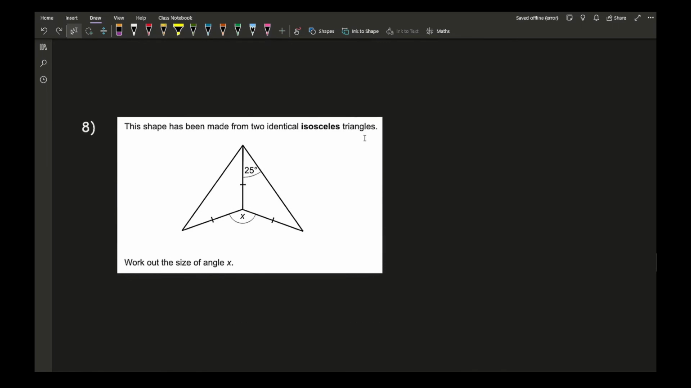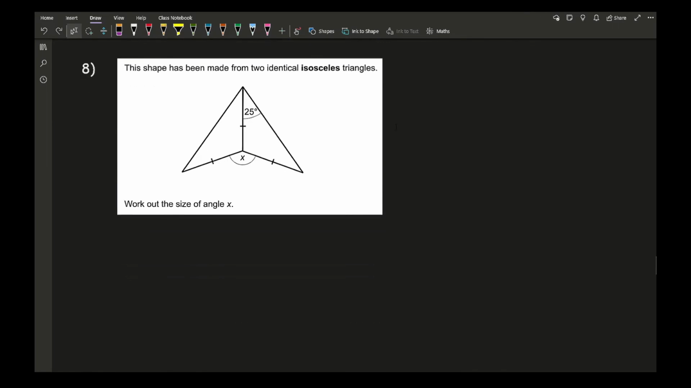Moving on to the next question. So here it says that this shape has been made from two identical isosceles triangles. So these two triangles are identical. And the question is asking me to work out the angle of X. Now, in order for me to work out the angle of X, I need to know what this angle here is, and I also need to know what this angle here is.